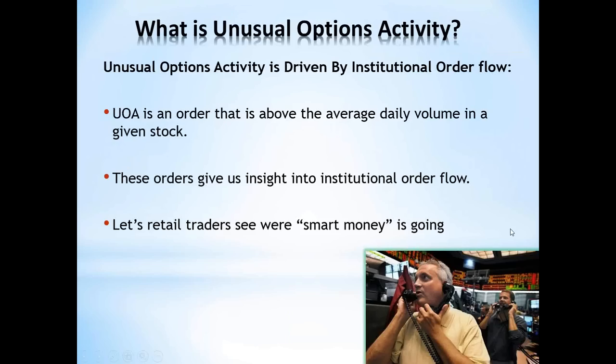Okay, so that brings us to unusual options activity. Unusual options activity really is a window into the money flow of these institutions and large organizations that are participating in the equity options market. Okay, so unusual options activity is driven by institutional order flow. Any order that is above the average daily volume in options in a given stock is considered unusual options activity. And these orders give us insight into institutional order flow, and they let me see where the smart money is betting in the options market.